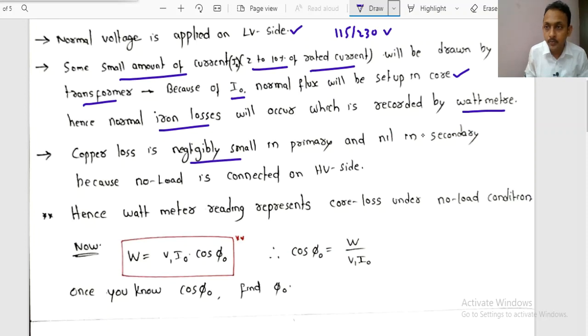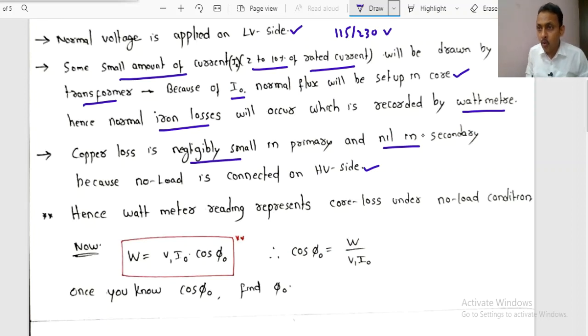With respect to the copper losses, they are negligibly small. Why? Because there is no load connected. Of course some small amount of current is drawn, but as the secondary has no load, we can neglect the copper losses, which are negligibly small, and they are considered nil in the secondary, because no load is connected on the HV side.